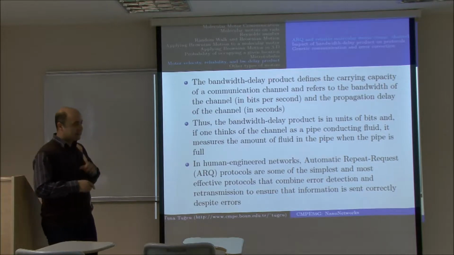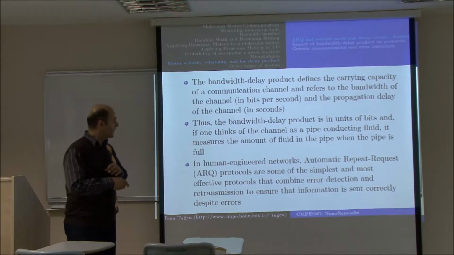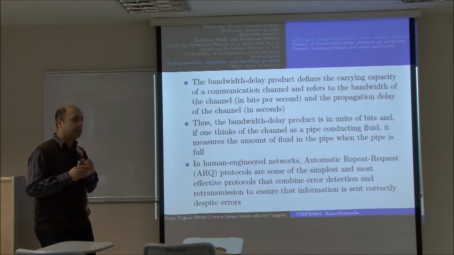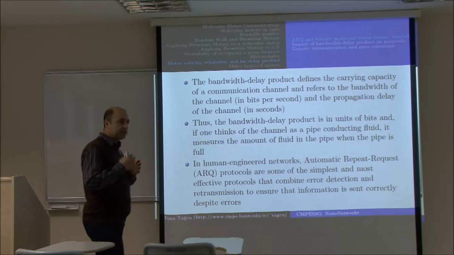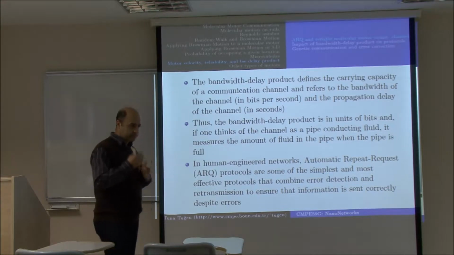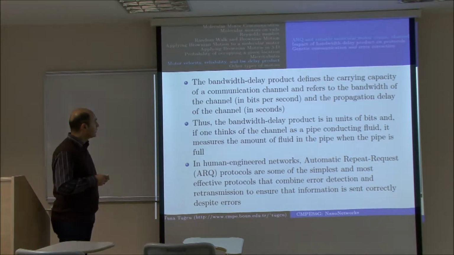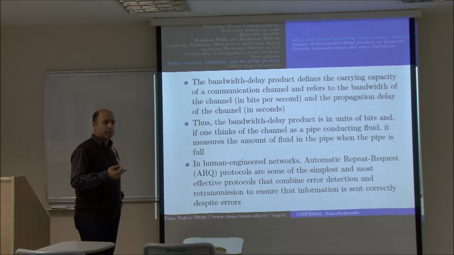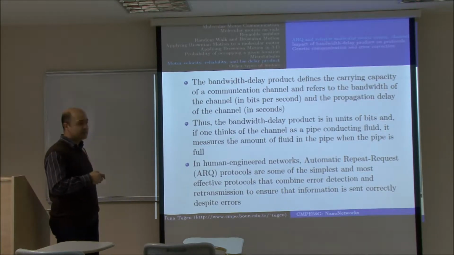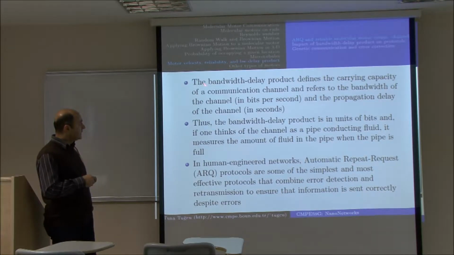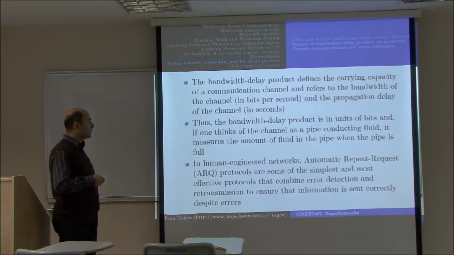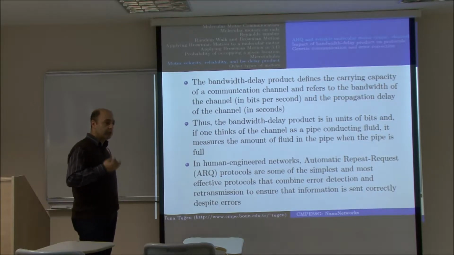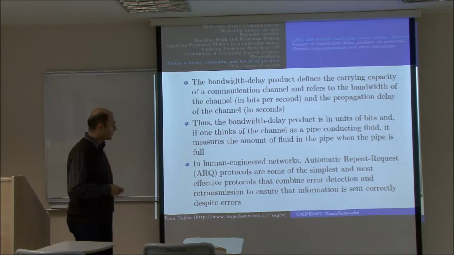So the discussion we will have in these few slides will be something you're supposed to actually know from your computer networks courses, but let's try to refresh our knowledge on information transportation there. The bandwidth delay product is just a multiplication of the bandwidth and the delay. And the important thing is this product defines the carrying capacity of the communication channel.